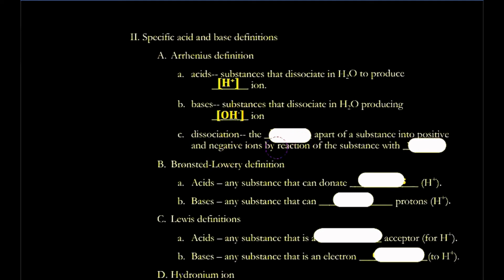Bases are substances that dissociate in water to produce hydroxide ion. Again, when we talk about dissociation, it is the breaking apart of a substance into positive and negative ions by reaction of the substance with water. Okay, now water itself has its own dissociation, and we're going to talk about that right now.